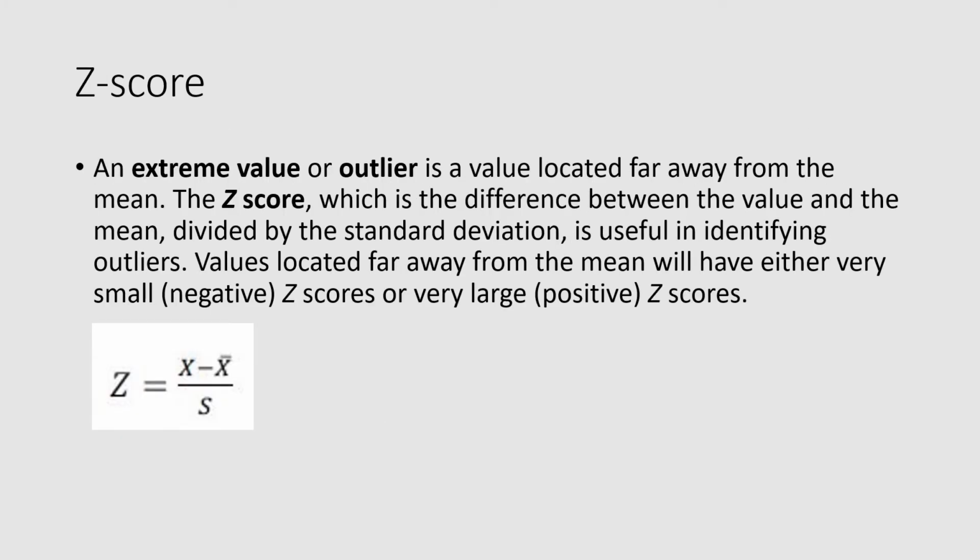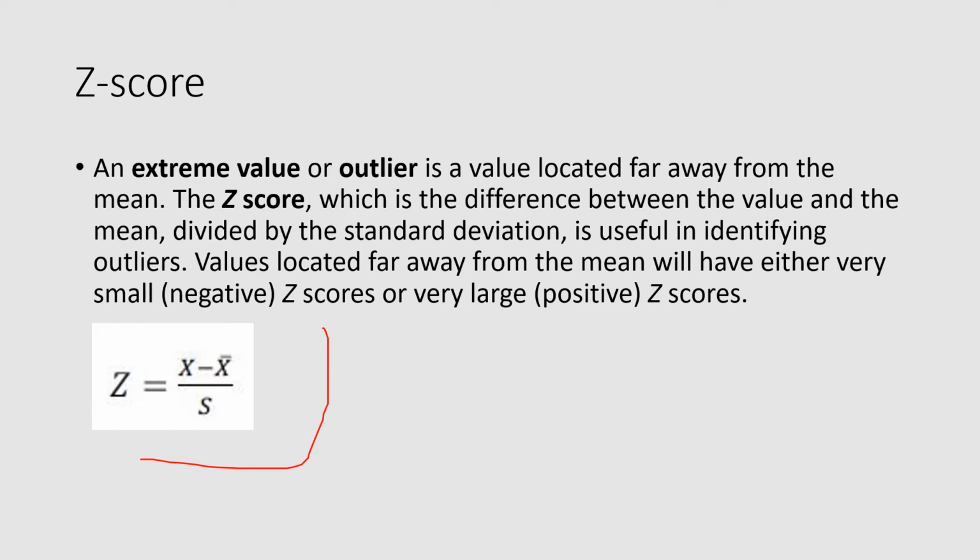Now let's move on to z-score. So what is z-score? Z-score is a standardized score, because we want to standardize the scores in our data set in order to minimize extreme values or outliers. The z-score, if you look at the formula here, equals x minus x bar, where x is each given score and x bar is the mean, divided by the standard deviation.